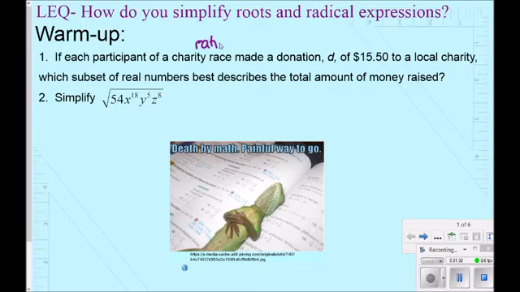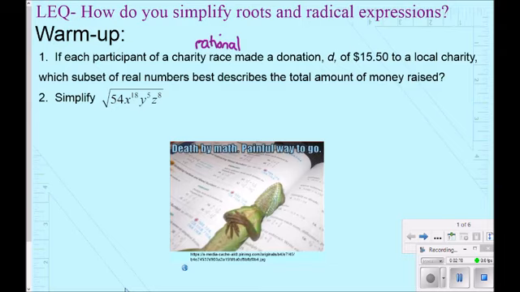Now, someone in one of my classes said, well, but rational numbers include negatives, and we can't have negative amounts of money. That's true, but we're not saying that every number that's part of rational numbers describes this scenario. What we're saying is all of the numbers that would describe this scenario are rational numbers. And if I said something that didn't include negatives, then I wouldn't be able to include those decimals. And $15.50 has a decimal, so the subset has to be rational.